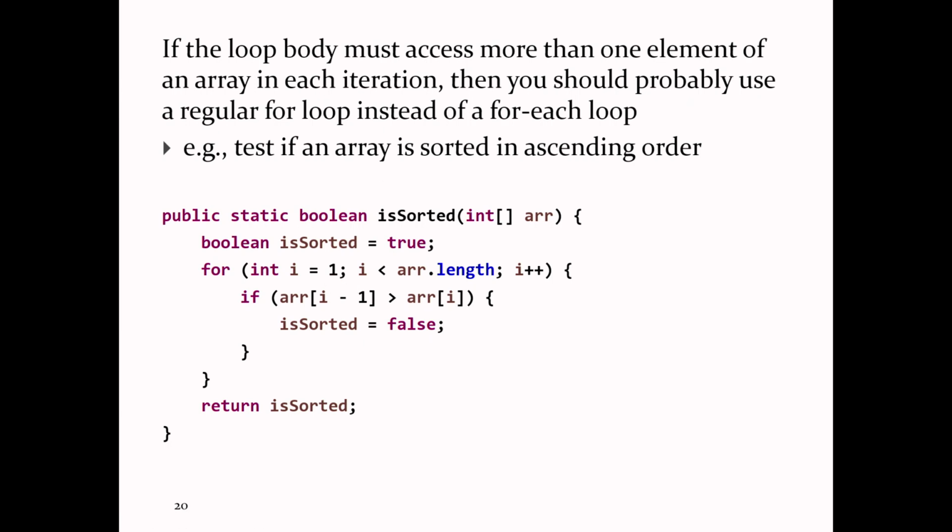In this case, I'm going to start at index 1. I'm going to go up to, but not including, the length of the array. And I'm going to look at the element in front of index i, so that's i minus 1, and then the element at index i. If the previous element is bigger than the next element, then I know that the array is not sorted in ascending order, and so I can set isSorted to false. At the end of this loop, isSorted will be the correct value: true if it's sorted in ascending order, false if it's not. You could just return false immediately right here as well, which is probably the way you should do it.